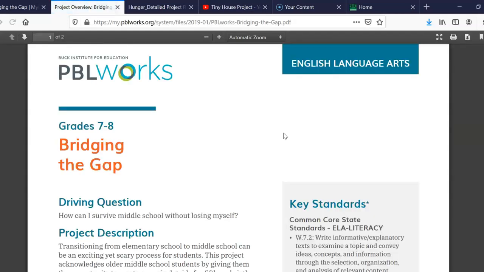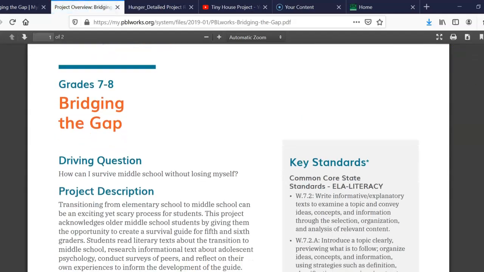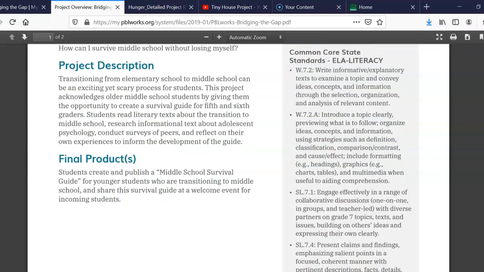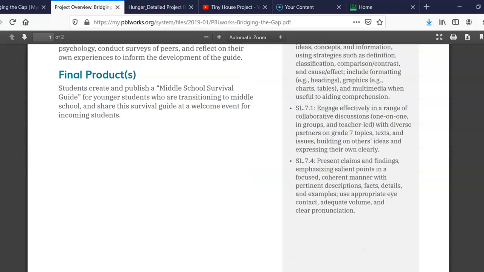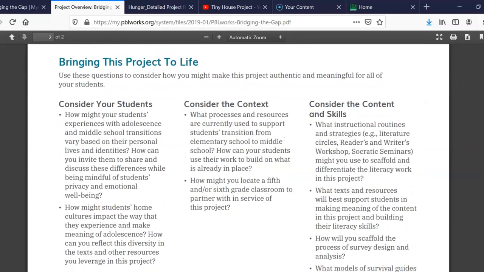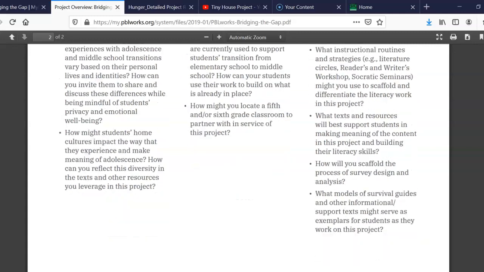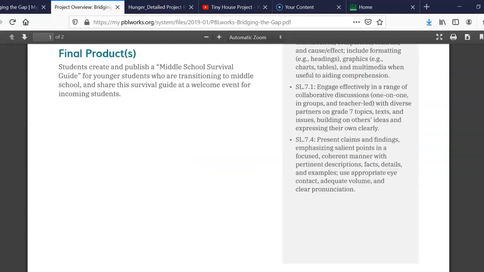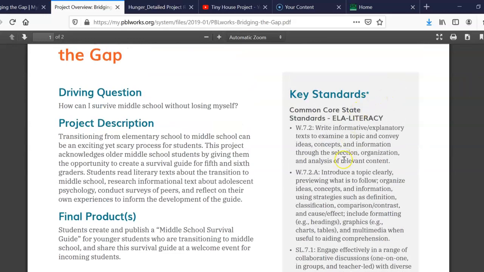And let's take a look at the project overview here. The description: transitioning from elementary school to middle can be exciting yet scary. This acknowledges older middle school students by giving them the opportunity to create a survival guide for 5th and 6th grade students. So they do surveys and they research informational texts and then they create this guide that informs their peers. So it talks about things that you need to consider with students and the context and the content and skills. And over here you have the standards that it covers.